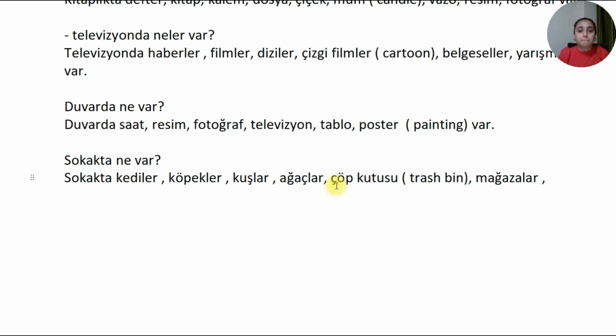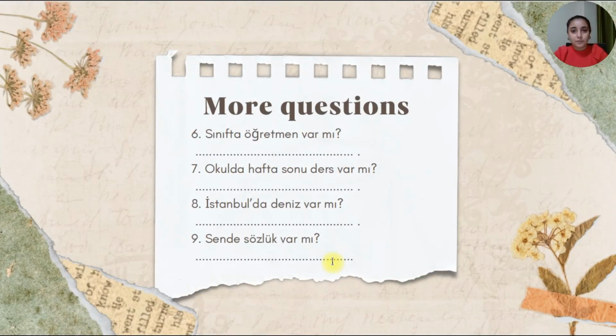Let me think. Traffic. Sokakta trafik var. And binalar, buildings. Let's say tramvay, tram var at the end. Okay. Let's turn back. More questions. Sınıfta öğretmen var mı? Is there a teacher in the classroom? Evet, sınıfta öğretmen var.